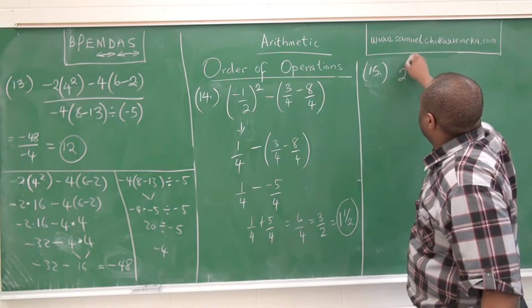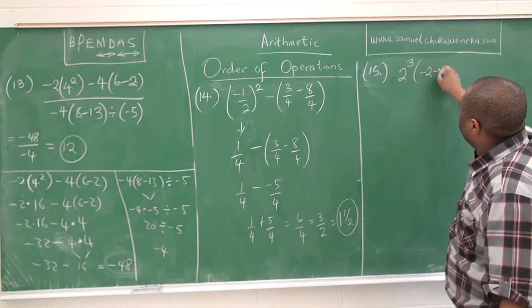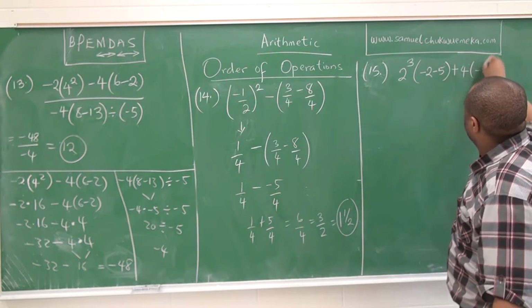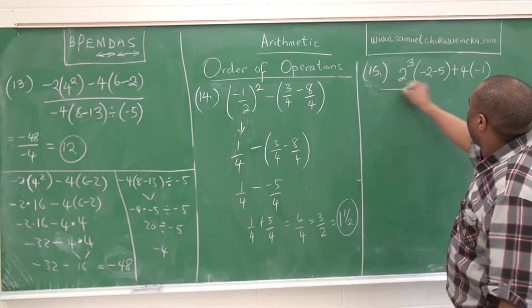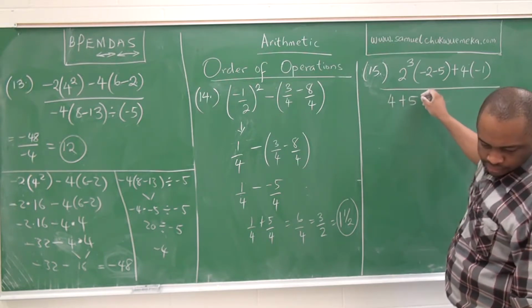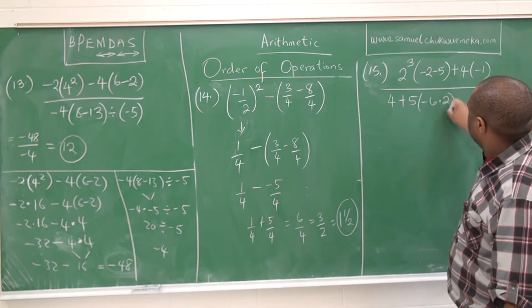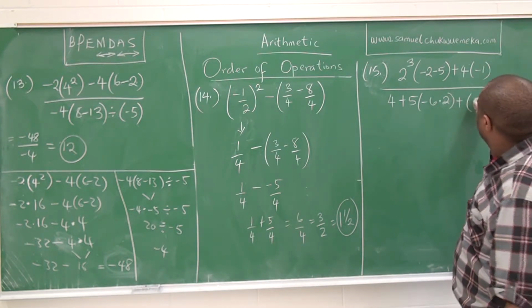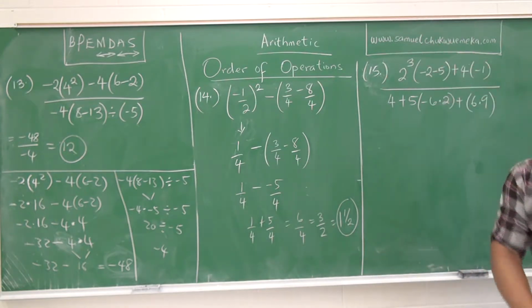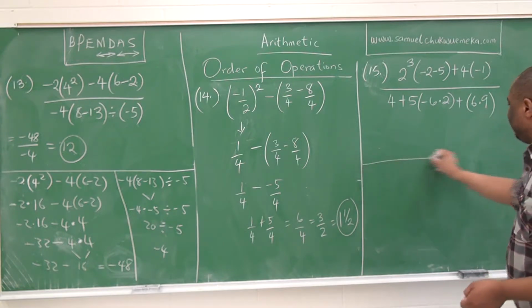Another exponent problem. 2 cubed, parenthesis, negative 2 minus 5, plus 4 times negative 1, all over 4 plus 5, negative 6 times 2, plus 6 times 9. This is short. Okay. Now, let's do this one at a time.